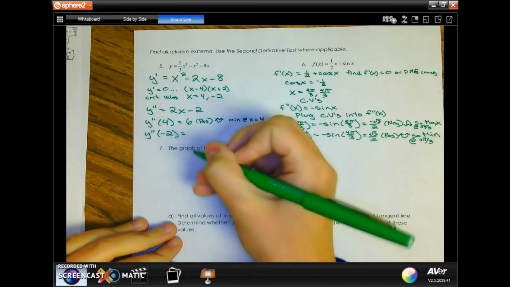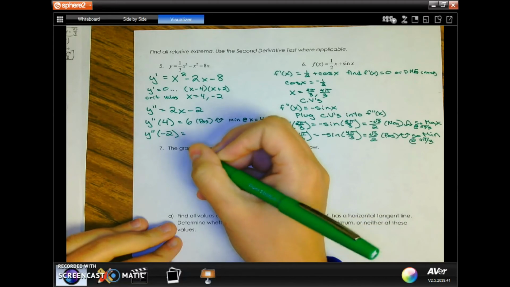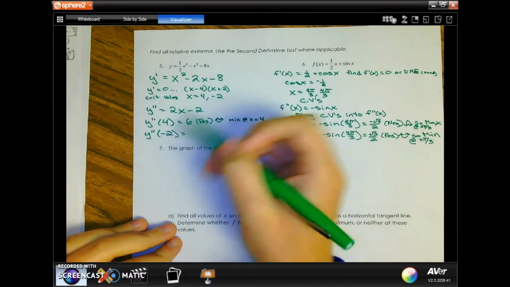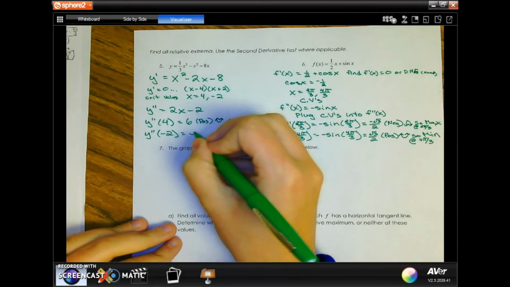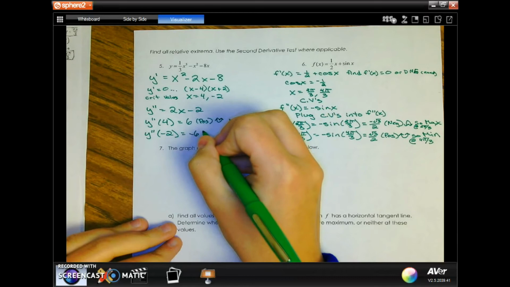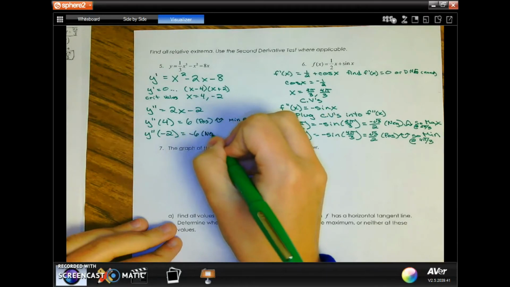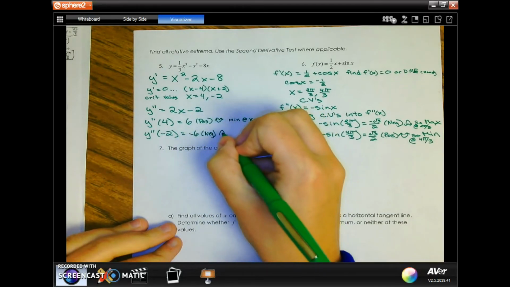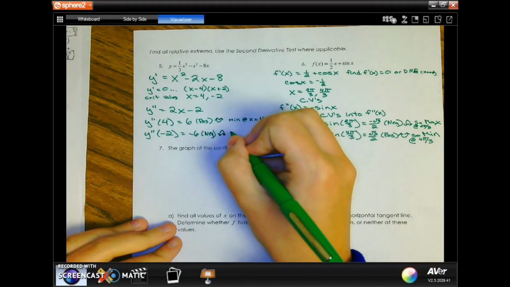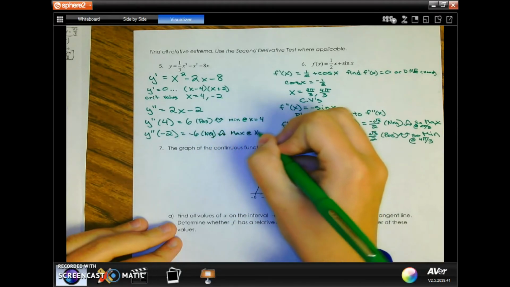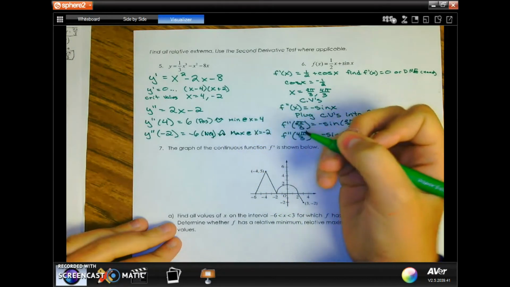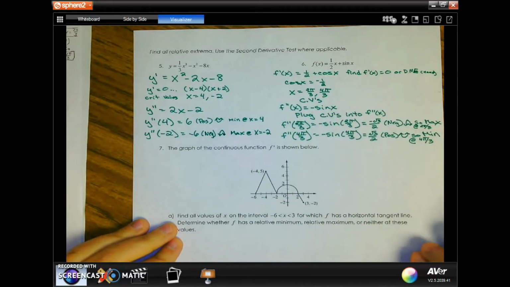Then when you plug in a -2 into the second derivative, that'll be a -4 minus 2, which is going to give you a -6. Again, I don't care about the 6 so much. I really care that it is negative. So that means I'm going to be concave down, which implies that there will be a maximum at x equals -2. So we have that there.